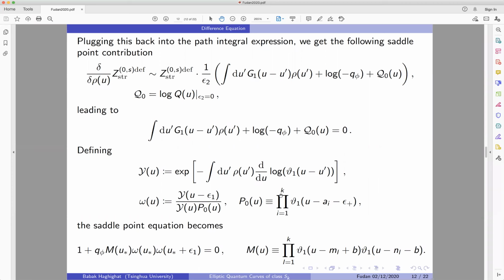Yes. Where does this complicated trick come from? I saw some similar trick done by Nekrasov-Shatashvili, maybe.